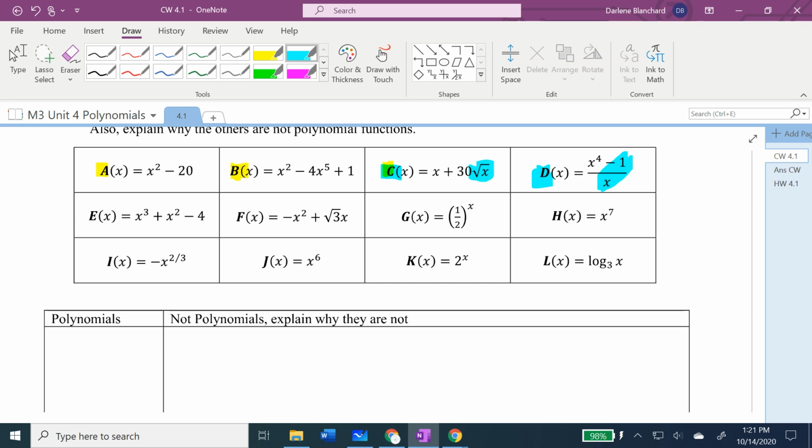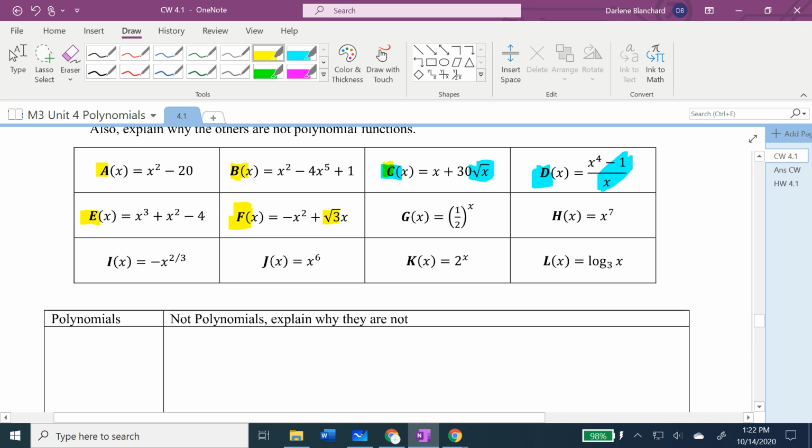Then, do you think E is a polynomial? Yes, it is. Now, F is trying to trick you. Root 3 is a coefficient. And coefficients are allowed to be any real number. The exponents have to be whole numbers, but the coefficients can be anything. So F actually is a polynomial. So it gets yellow highlight.